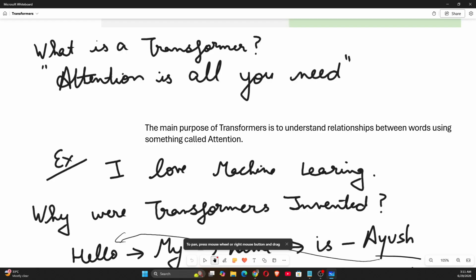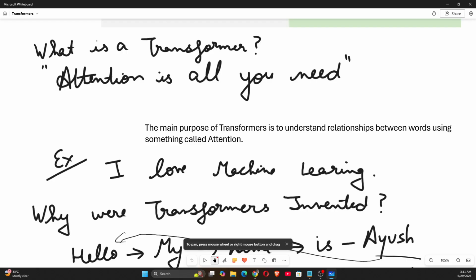First, what is a transformer? A transformer is a deep learning architecture introduced by researchers at Google in 2017. It was presented in the paper Attention Is All You Need. I have written it over here. The main purpose of the transformer is to understand relationships between words using something called attention. Unlike older models, transformers don't read text one word at a time. Instead, they read the entire sentence together.